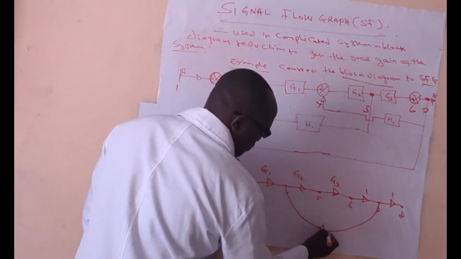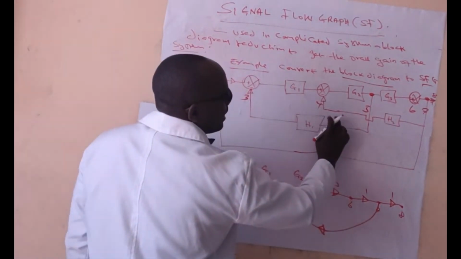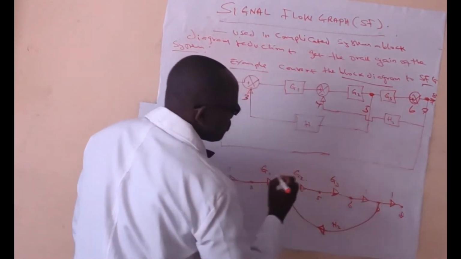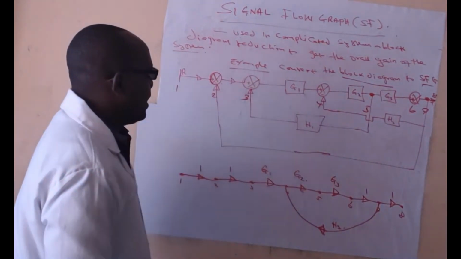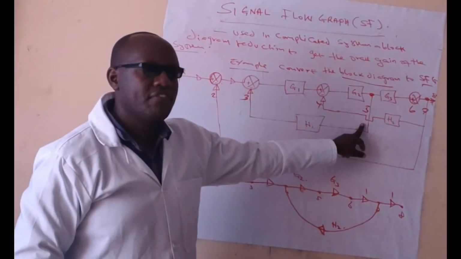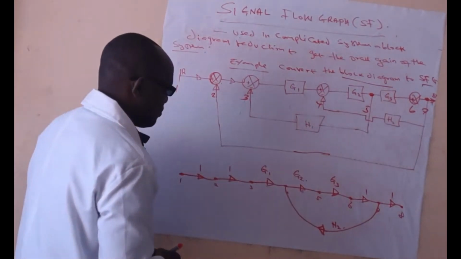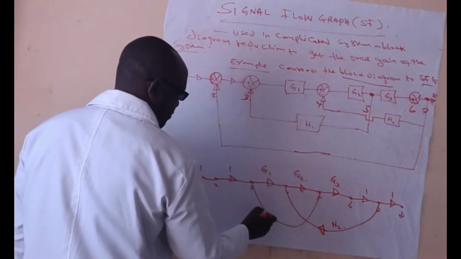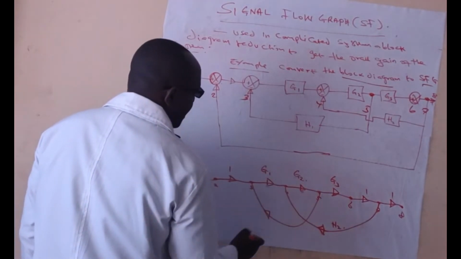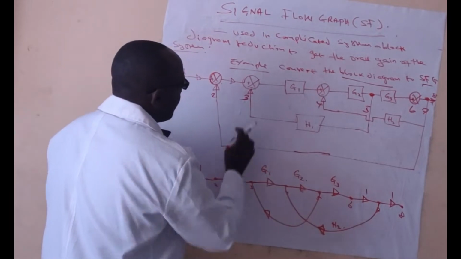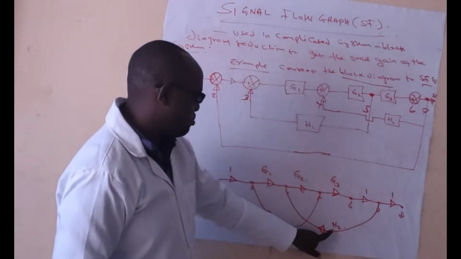From 7 to 4, and the gain of that system is H2. And then from 5 to 3, it is coming from 5 to 3, and the gain is... this one should be the gain.